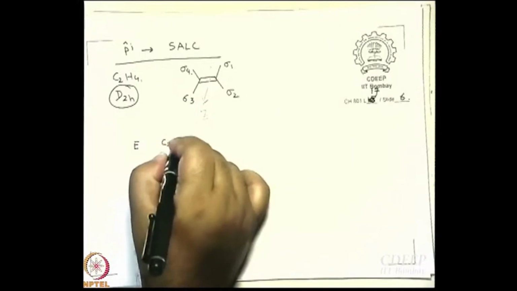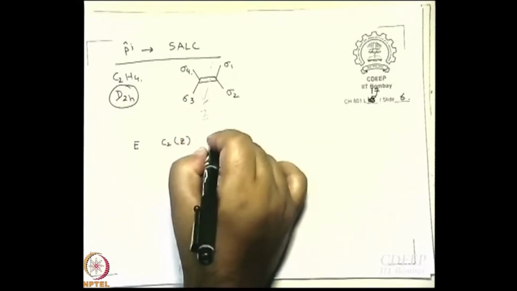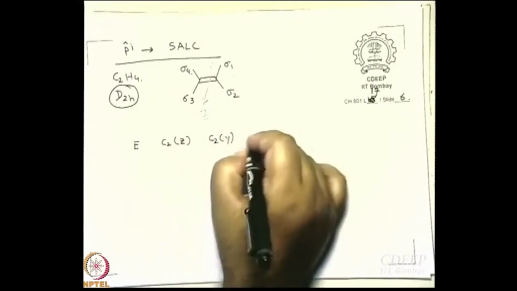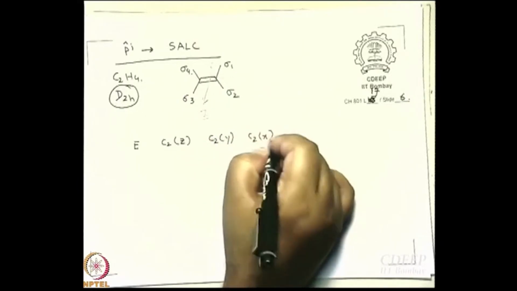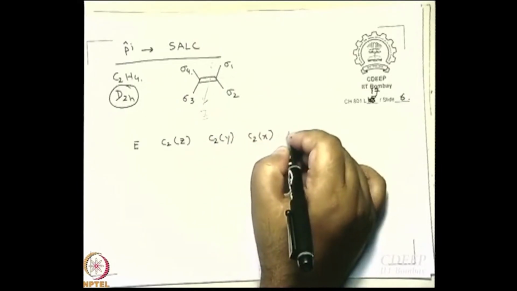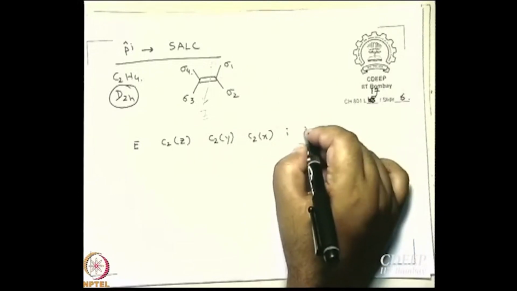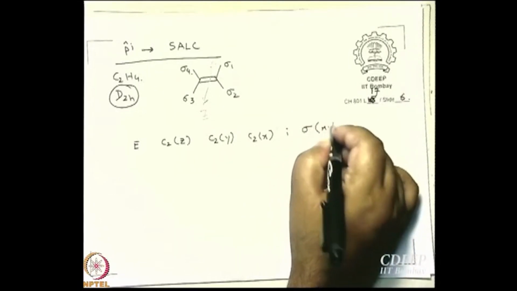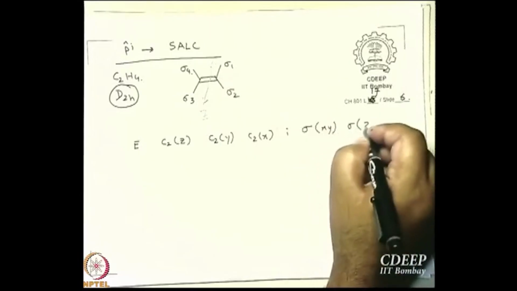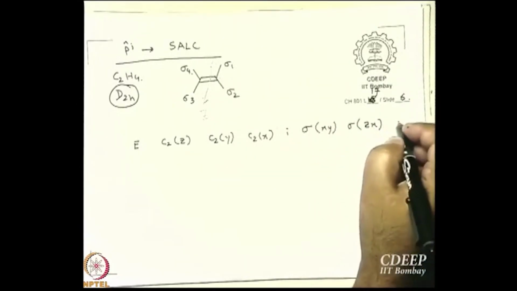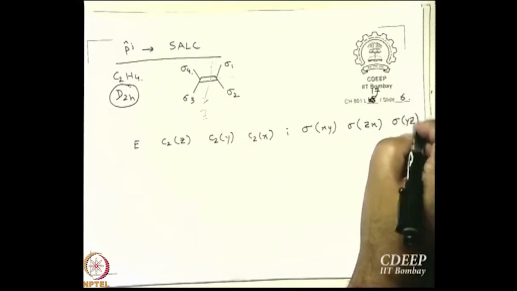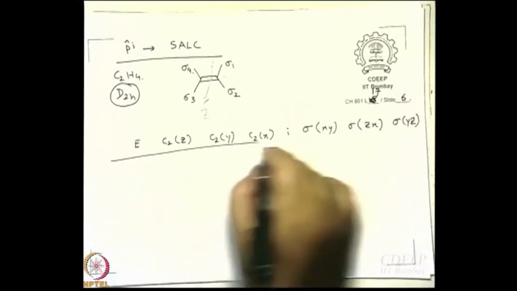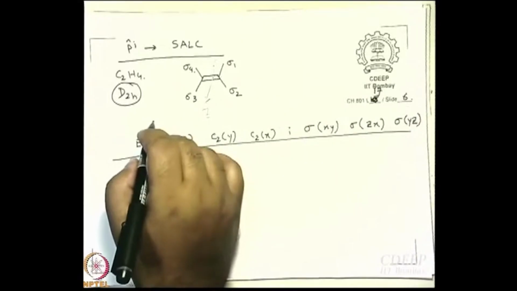We will just write down the symmetry operations. What will you have? You have E, of course, then you have C2z, C2y, C2x. Next, is there a center of inversion? i. What else would be there? Sigma xy, sigma zx, sigma yz. All are different classes.